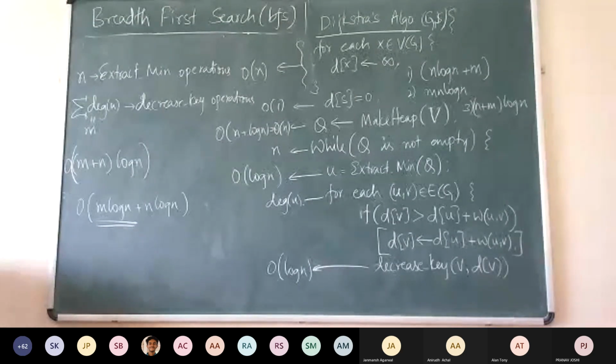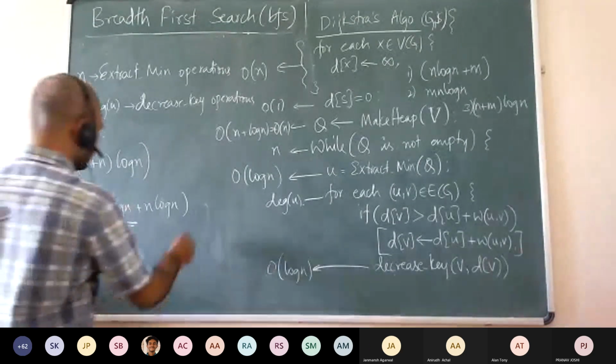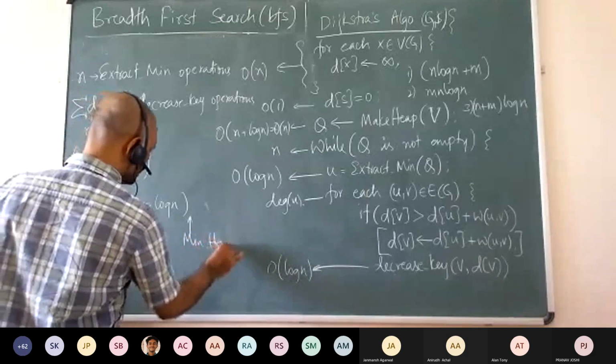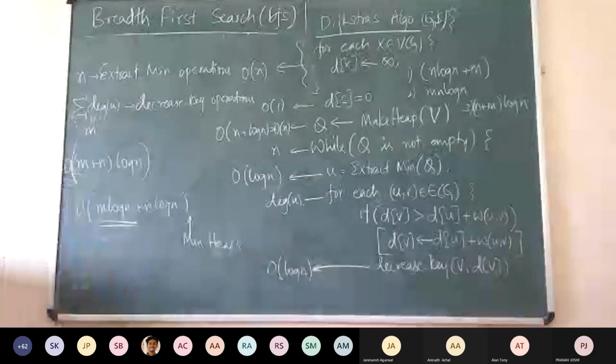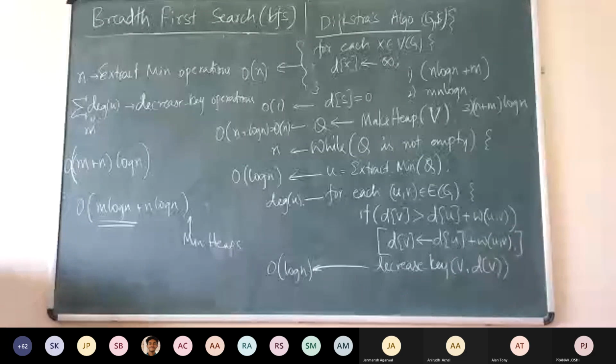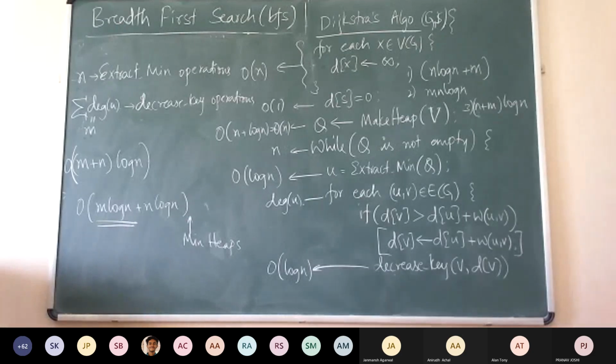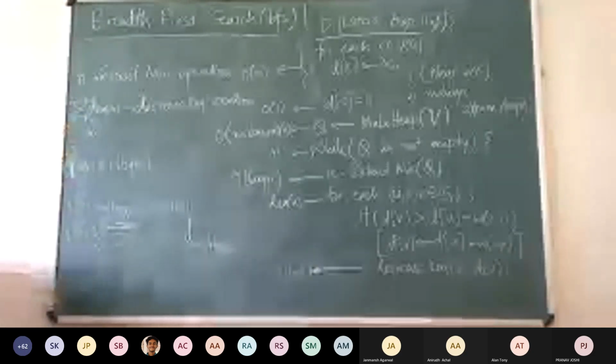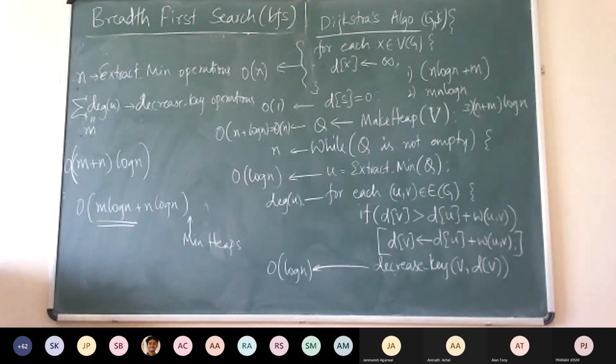Using a priority queue, that is, a min heap, you will get something like m log n plus n log n. Both operations here cost log n time, right? But notice that we have n extract min operations and m decrease key operations. M can be very large. The number of decrease key operations is usually much more than the number of extract min operations.